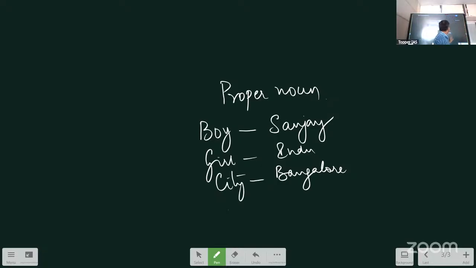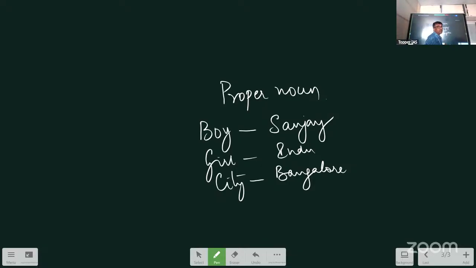So proper nouns cannot be made plural by applying the spelling rule. Like how we added a spelling rule for this, we cannot add a spelling rule for Sanjay. I cannot say Sanjays. Not possible. I cannot say Hindus. I cannot say Bangalore's. Is that clear? So you cannot add a spelling rule to a proper noun.